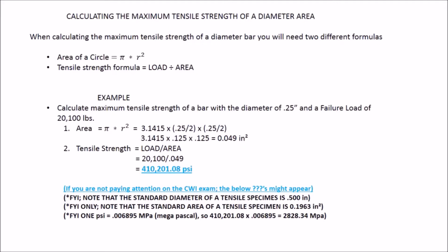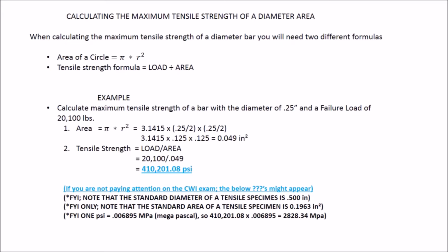Okay, now we're going to calculate the maximum tensile strength of a diameter bar. When calculating the maximum tensile strength of a diameter bar, you need two different formulas. First, you need the area of the circle, which is pi times radius squared. And then you will need the tensile strength formula, which is load divided by area. Example, calculate the maximum tensile strength of a bar with a diameter of 0.25 inches, or 250 thousandths of an inch, and a failure load of 20,100 pounds.